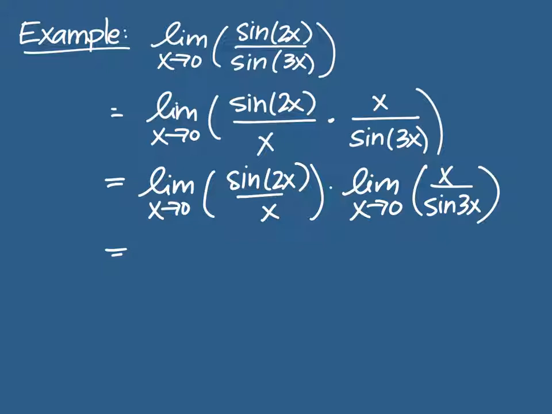And what's the limit of the first one, sine of ax over x? What's the a? 2. And then the other one, even though it's upside down, still works. What's the limit of the other one? 3. Or 1 over 3, excuse me. 1 over 3, because it's upside down. So the answer? 2/3.